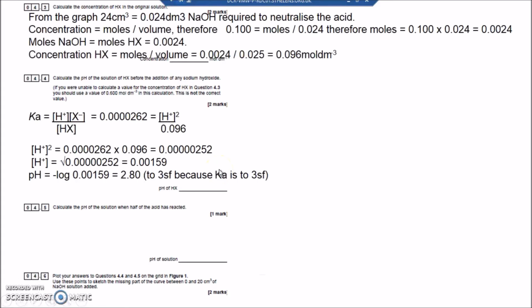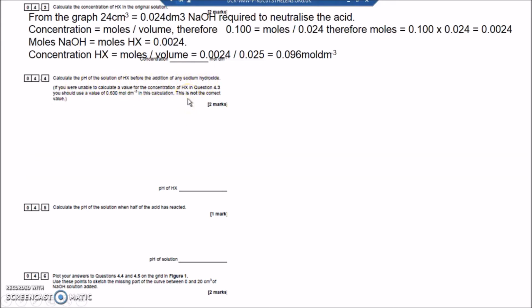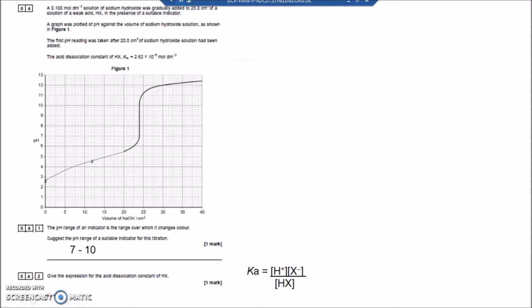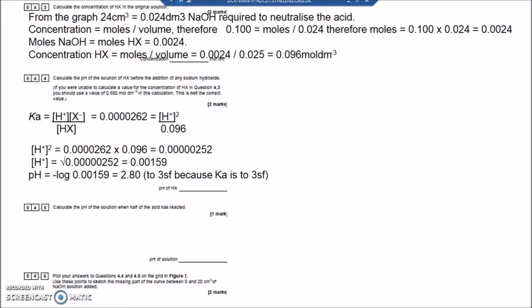And I've also got the pH is 2.8 before any of the sodium hydroxide was added. In other words, before any of the sodium hydroxide is added is here, volume of sodium hydroxide added 0, and I've got 2.8 there.